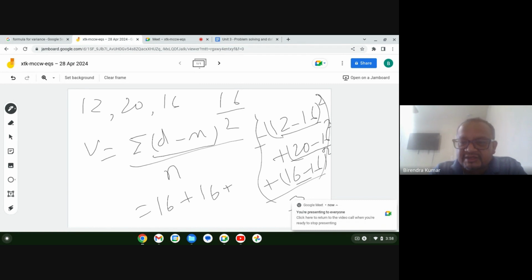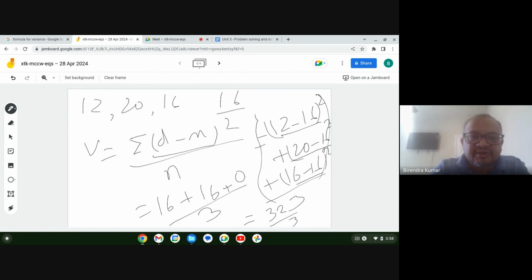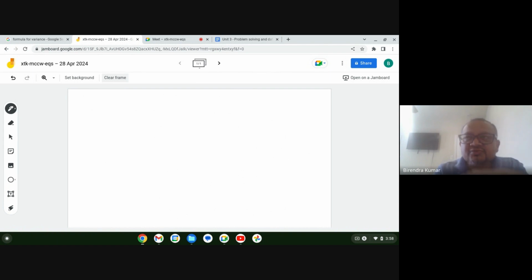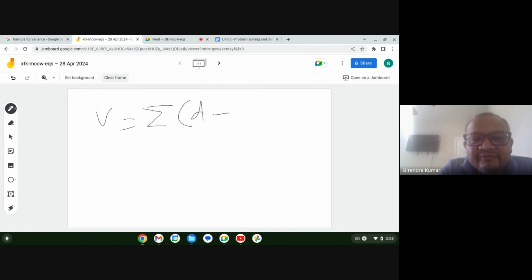And third one is 16 minus 16 is 0. The square of 0 is 0, divided by 3. This gives you the variance. 16 plus 16, 32 by 3. So basically, what you have to remember here is the variance actually tells you how much each number differs from the mean. So take the square of that and find out the average. The formula that you can remember is variance equals the sum of the difference of the data point with the mean, squared, and then divide that by the total number of numbers you're dealing with.